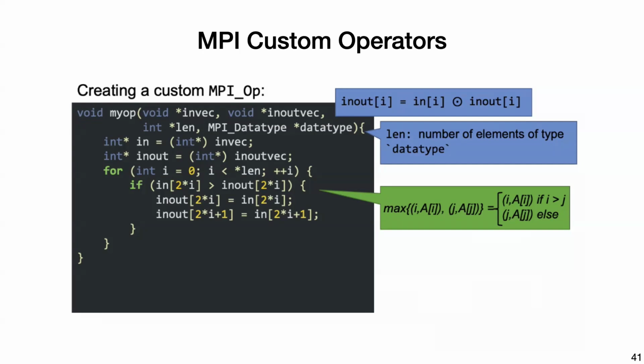Because 2 times I and 2 times I plus 1, it represents the tuples. If you have n tuples, it represents the tuples as an array of length 2n, where each entry has two numbers in it. And this is performing this max operator. So if this I is greater than J, where this is I and this is J, then it performs this thing.